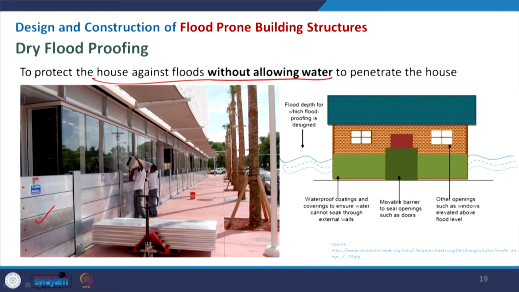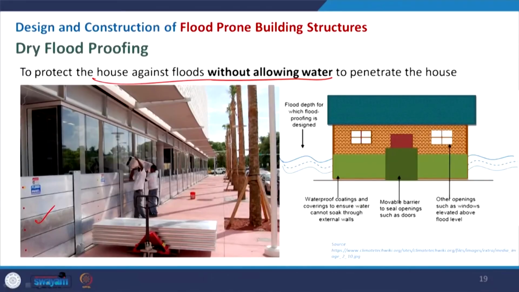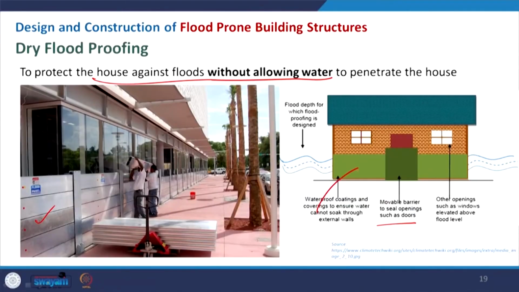This flood panel will protect the building from the direct thrust of the flood water. Even here you can see the doors and other openings being protected with a movable shield, which will be removed when the flood level is reduced, and then the risk will be lowered. In this case we will not allow any water to penetrate. So, this is the dry flood proofing technique that we can adopt.